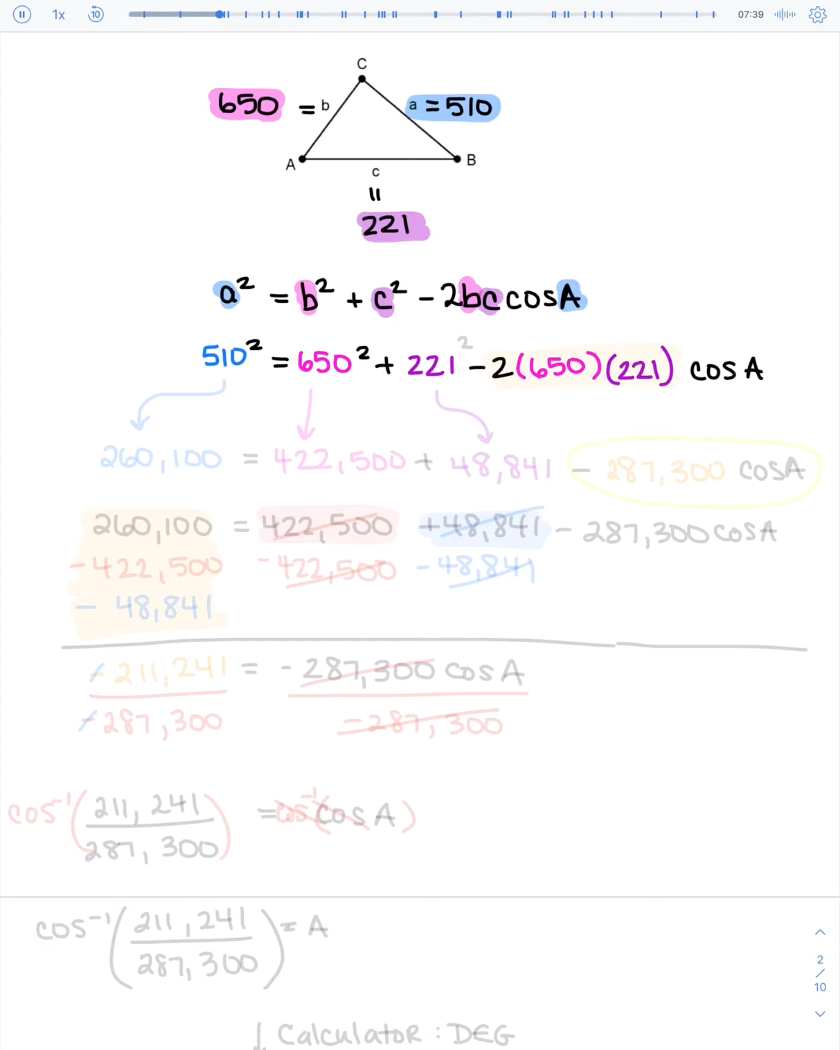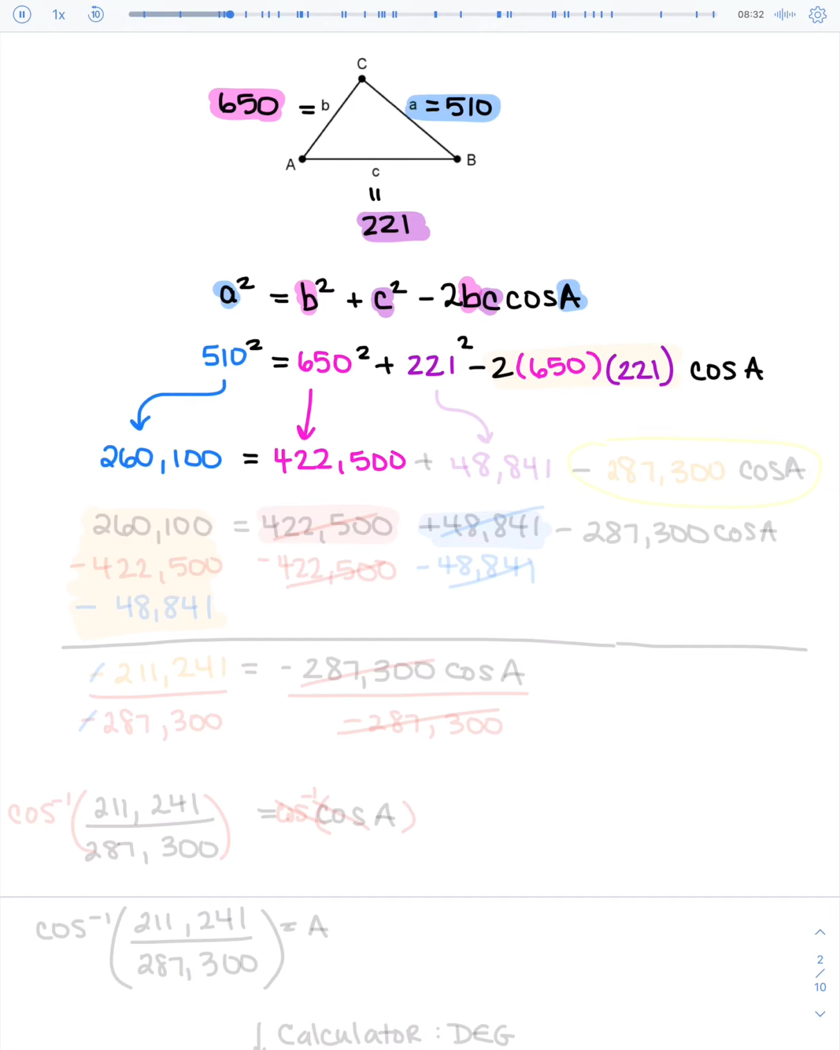Well, we still have to follow the order of operations as a reminder, which means we need to do exponents first. So we'll start off by doing our 510 squared and our 650 squared and our, oops, forgot the 2 on the 221. The 221 was squared as well. So let's go ahead and start by doing that. So our 510 squared would give us 260,100 equals, now we can do our 650 squared, which would give us 422,500 for our 650 squared.